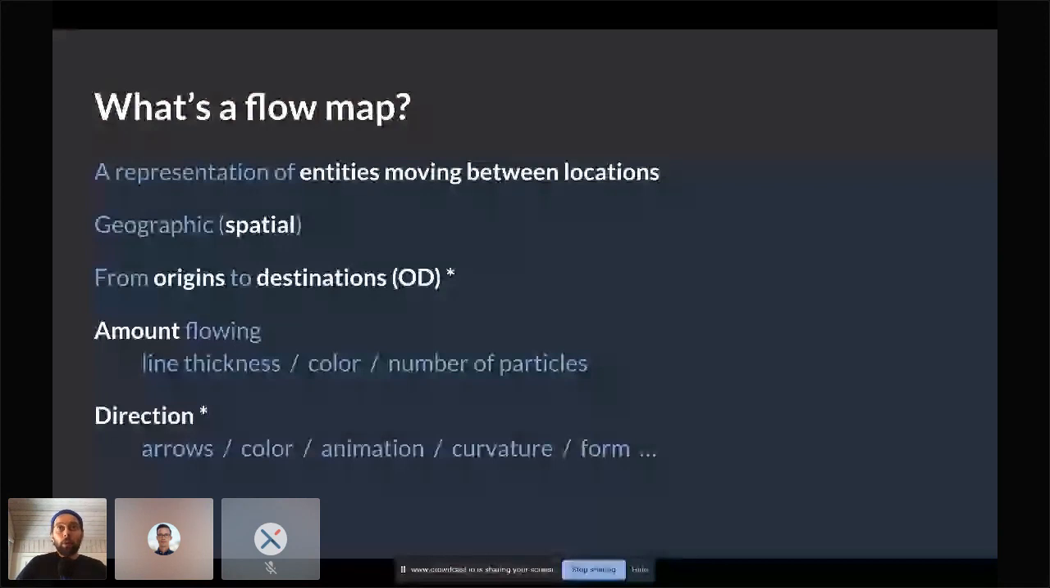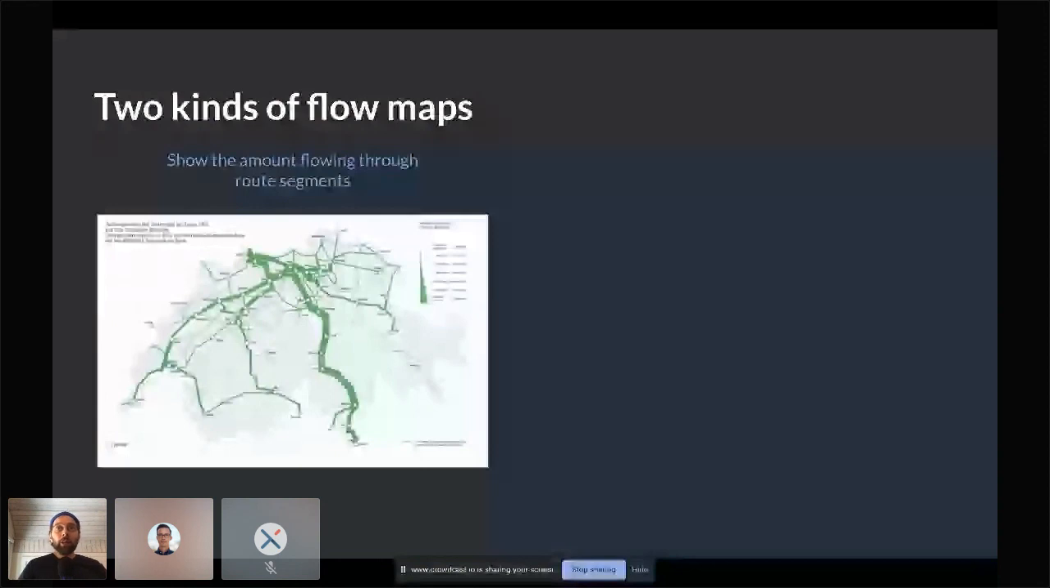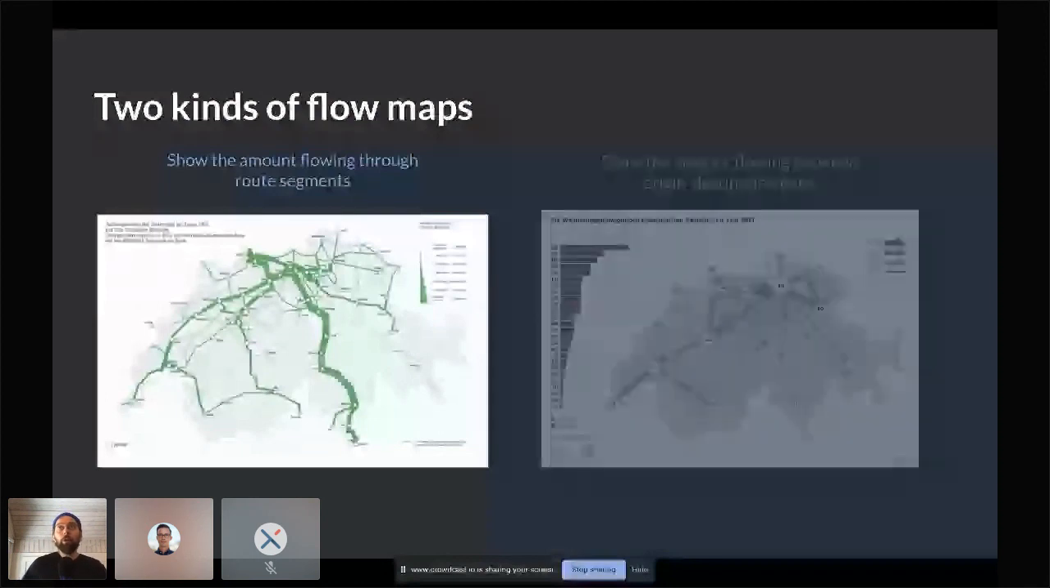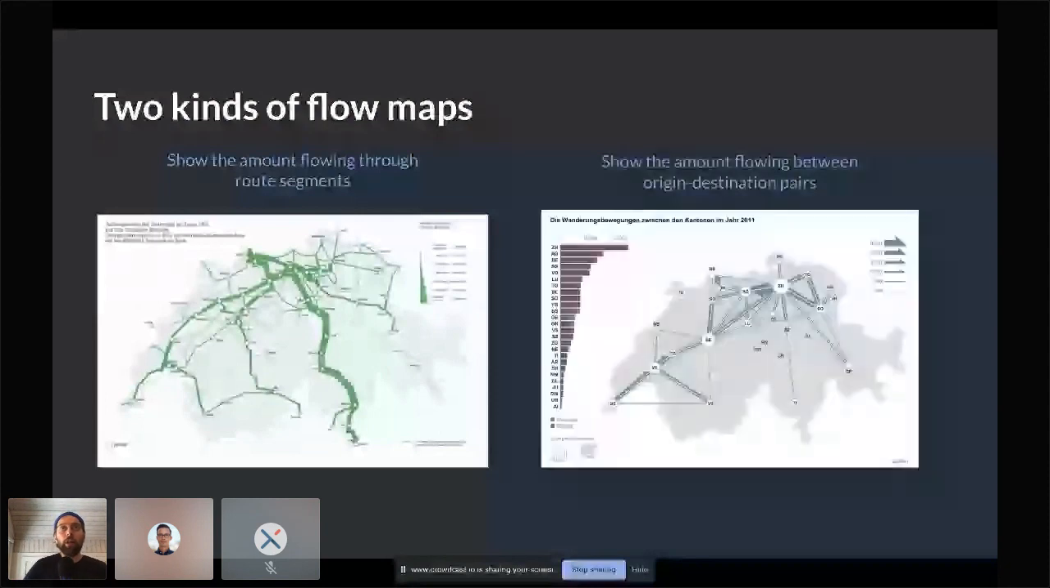So there are at least two kinds of flow maps. Those which are focused on the amount flowing through specific route segments, and those which show the amount flowing between specific origins and destinations. They are similar, but not quite the same. So for the first ones, the origins and destinations are actually not important, maybe not even known. And for the origin destination flow maps, the routes are not important and are not represented, usually.